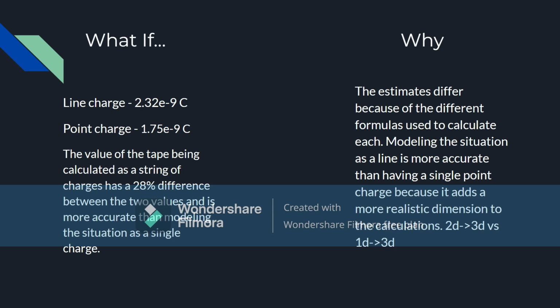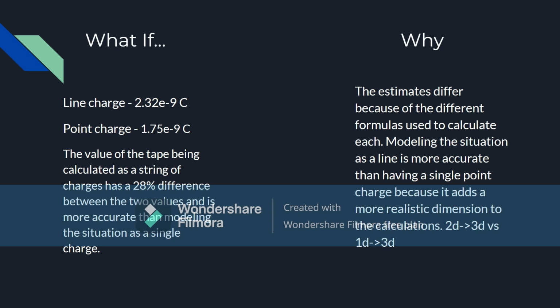What if? The line charge that we found was 2.32 e to the negative 9 coulombs, and the point charge is 1.75 e to the negative 9 coulombs. The value of the tape being calculated as a string of charges has a 28% difference between the two values and is more accurate than modeling the charge as a single charge.